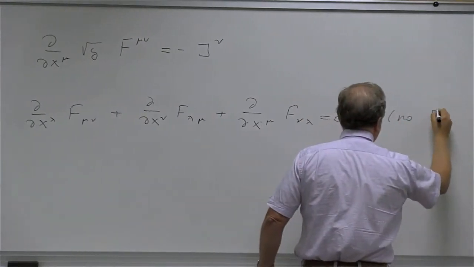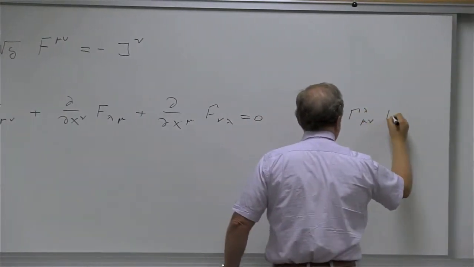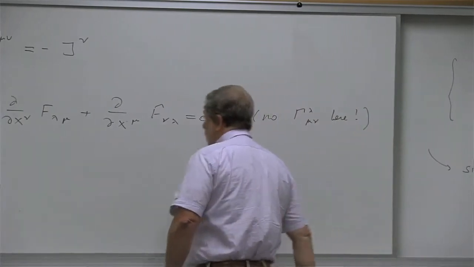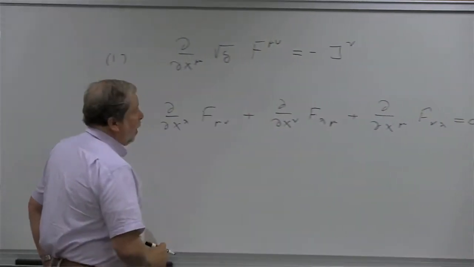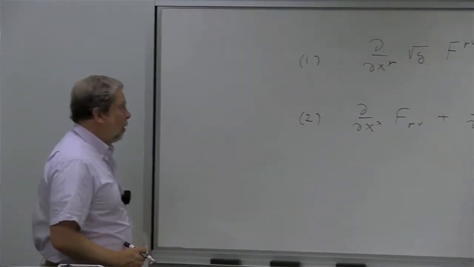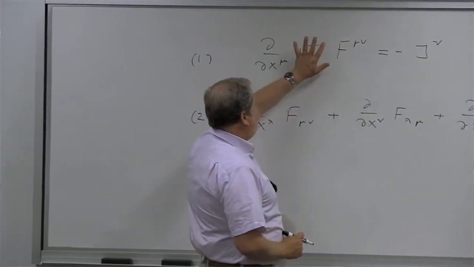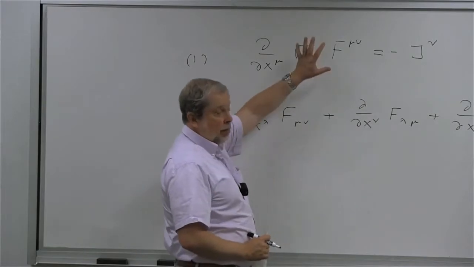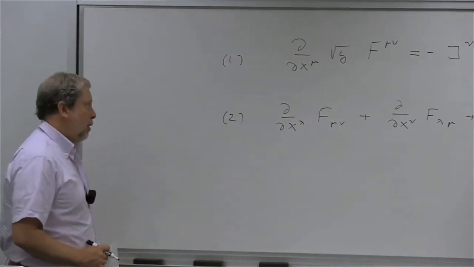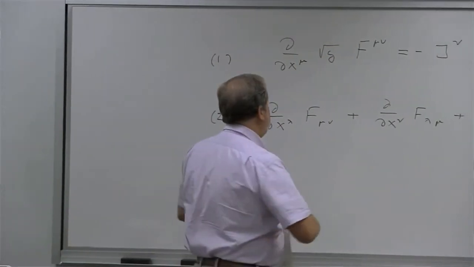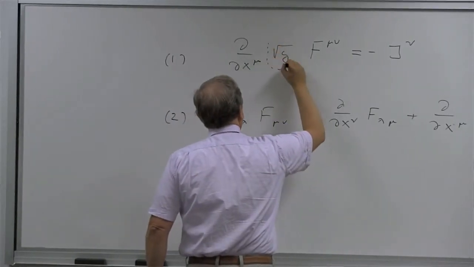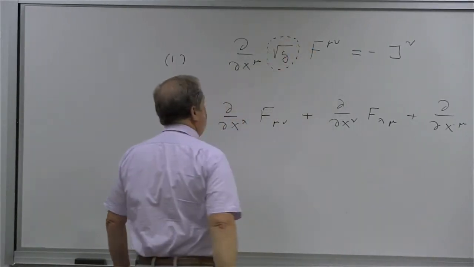So no gamma lambda mu nu here. All the gammas drop out, and you just have the ordinary derivatives. And in the first case, you notice that if it wasn't for this root g, then this would be exactly the same form as in special relativity. So the only change is this square root of g.